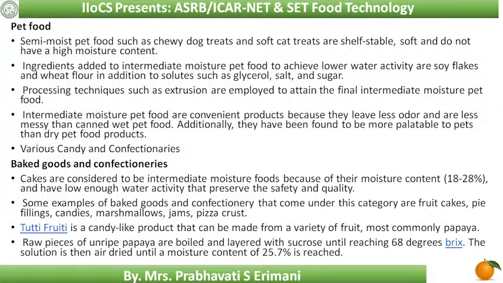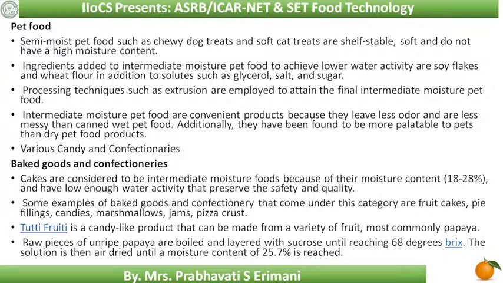So semi-moist pet food, such as chewy dog treats and soft cat treats, are shelf stable, soft, and do not have high moisture content. Those also come under IMF. The ingredients added to intermediate moisture pet food to achieve lower water activity are soya flakes and wheat flour, added along with solutes such as glycerol, salt and sugar.